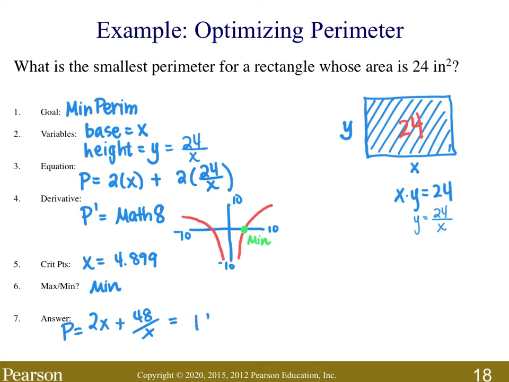And you should get 19.5959, or 596. That is the smallest perimeter with the given area. And we need units this time. We were given the area to be square inches, so perimeter is just in regular inches. This is also inches.